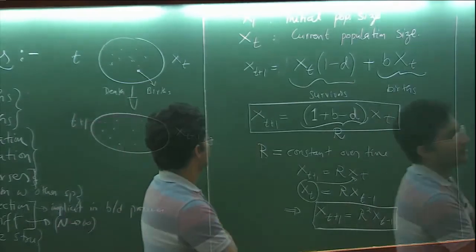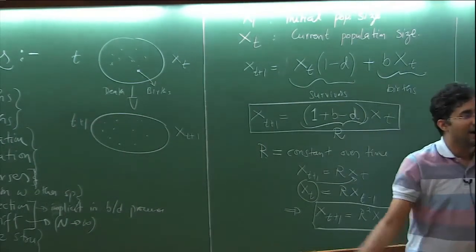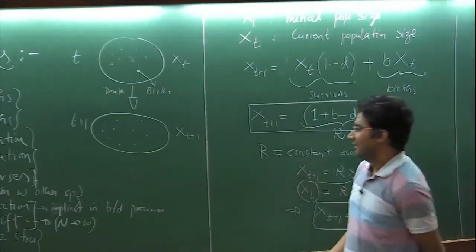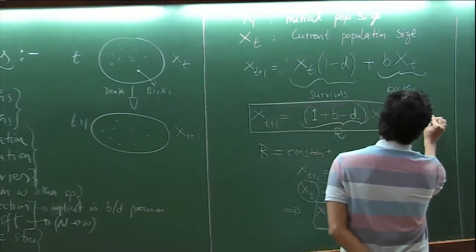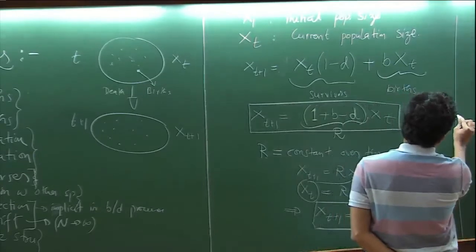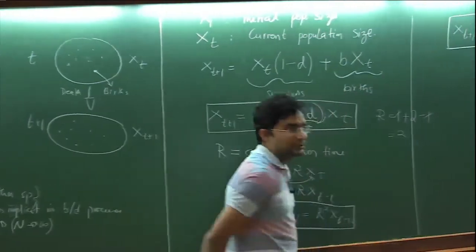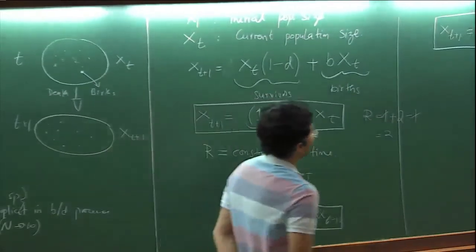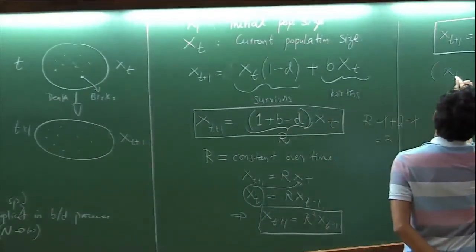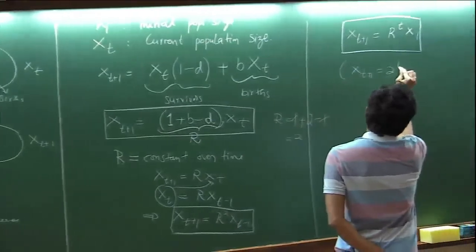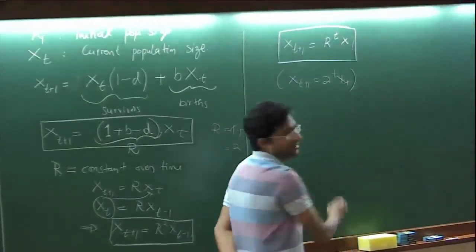Then what do you expect for XT? What will R be in that scenario? R is equal to 1 plus B minus D, so with B as 2 and D as 1, R is equal to 2, right? So in that simple case, what would that be? This is something you may have seen somewhere, is that right?